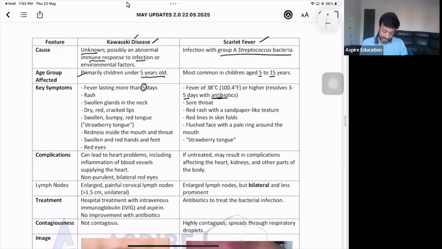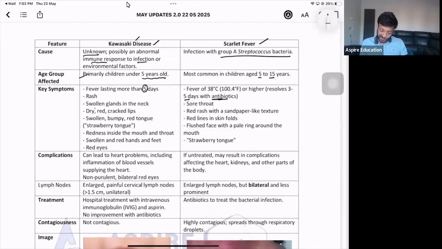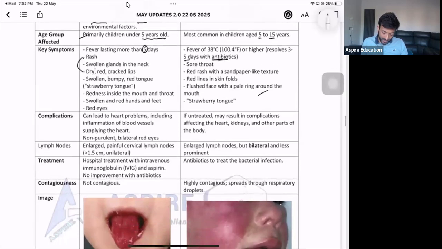Now this is swollen glands in the neck. Here in this, you may have swollen glands here as well. But remember one thing: enlarged, painful cervical lymph nodes, but it is unilateral. It is unilateral. But here in scarlet, it's usually bilateral. So this is a very, very, very important differentiating feature, I would say, right?